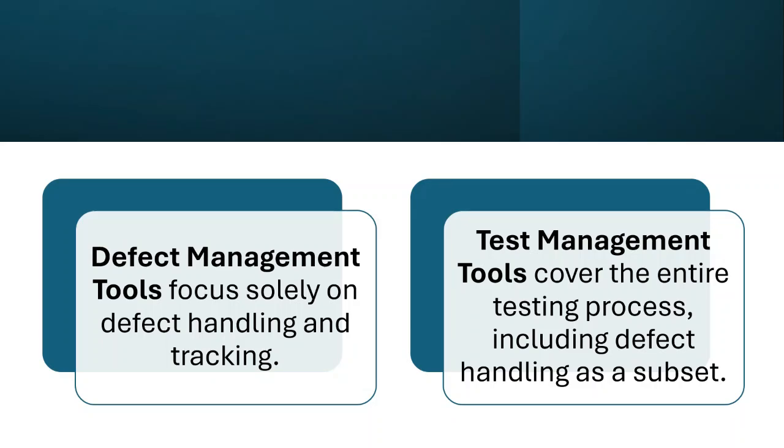Today we are starting with a very important topic which actually differentiates Jira from other defect management tools. Before getting into this topic, you must understand what a defect management tool is and what the difference is between a defect management and a test management tool. Defect management tools are the tools which only focus on defect handling and tracking, like Jira. Jira just takes care of defect management, defect tracking, handling of the defect, reporting of the defect. Whereas test management tools are the tools which cover the entire testing process, including defect handling as a subset.